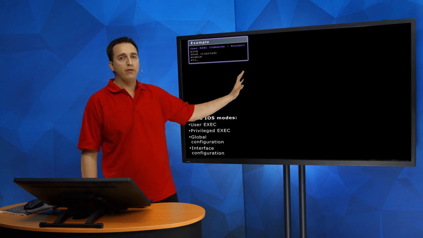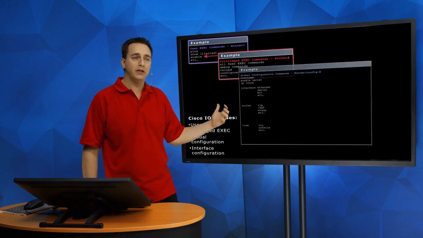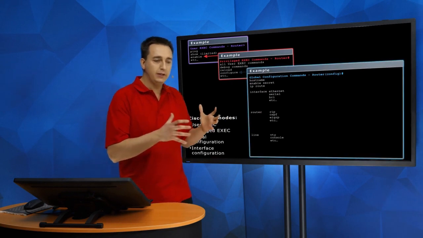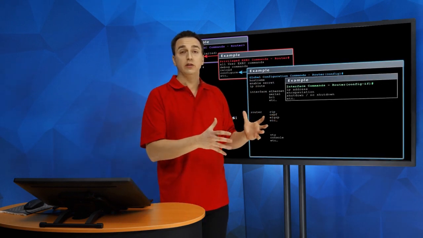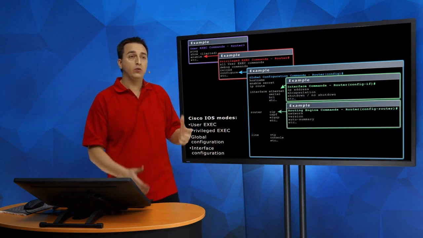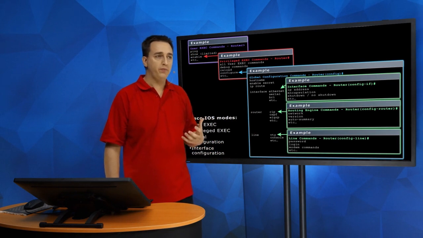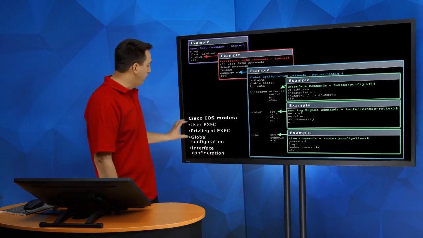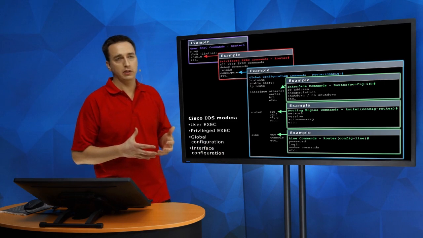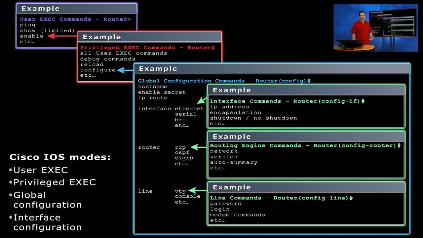I'm going to show you this graphical representation of the different modes that we have in IOS. The different modes allow us to do different functions, implement different services, implement different procedures. So really we're dealing with a hierarchical structure. And you'll notice here we have 4 of the primary modes that we're going to deal with the majority of the time. User exec mode.